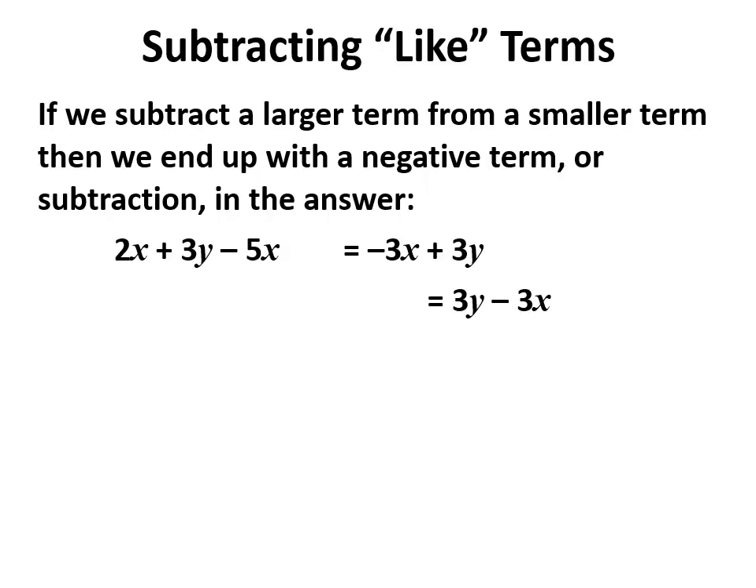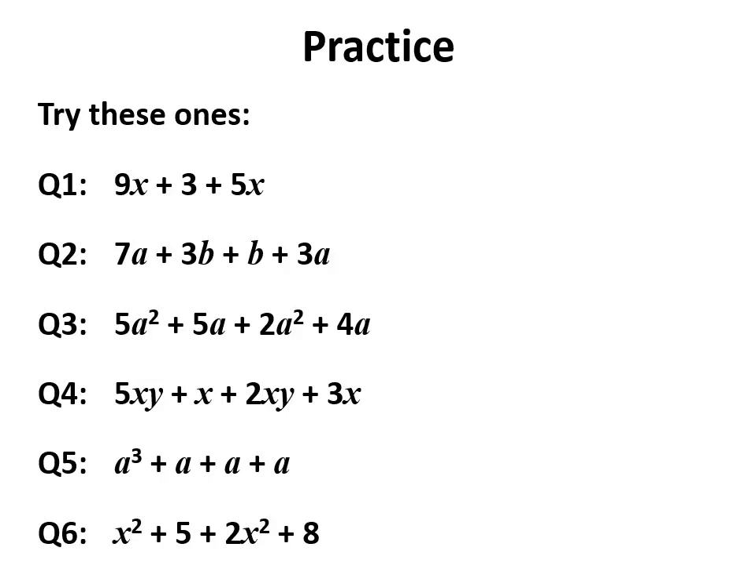The rules are pretty simple, basically it comes down to practice. So here's a few examples, have a go at each of these. So, the first one, we identify that we have x's and numbers, we add the x's, we leave the numbers separate. Question 2, we have a's and b's. 7 and 3 a's is 10 a's. 3 b's plus 1 b, because we don't write in that 1, is 4b.